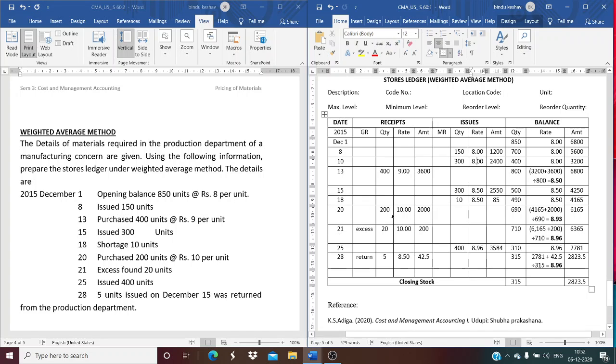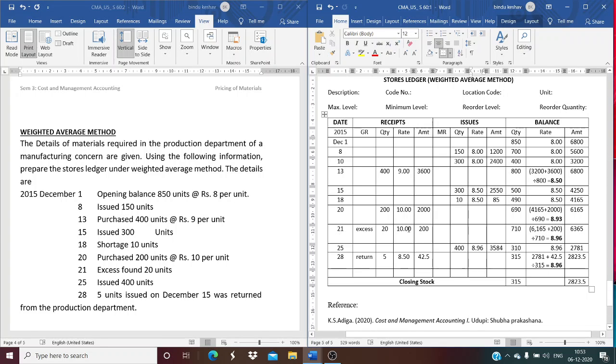And on 20th, 200 units are purchased at rupees 10 per unit, 2,000 rupees. The balance will be 490 plus 200, 690 units, and the weighted average price will be 4,165 plus 2,000 divided by 690, the quantity of materials in stock. So the weighted average price will be 8.93. The value is 6,165.